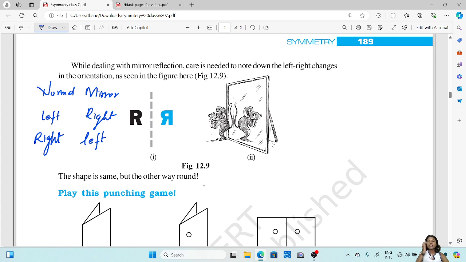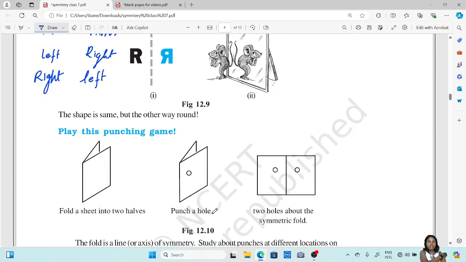Now see, there is this alphabet and I place a mirror here. What will I get? I will get a mirror image. That is, the right will become left and the left will become right in this case. The shape is the same, but it is the other way round.